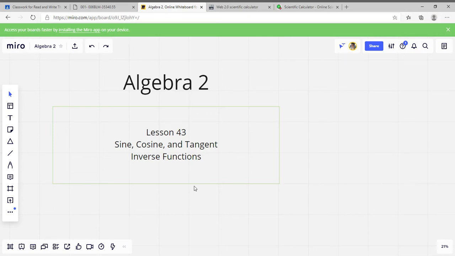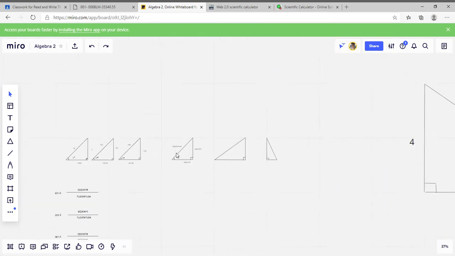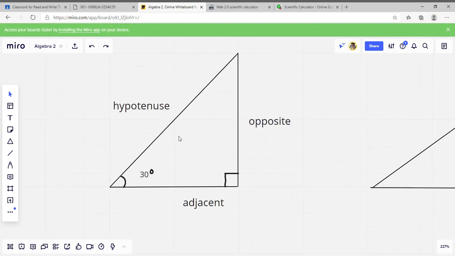Hi everybody, this is Algebra 2, Lesson 43, and this lesson covers trig functions of sine, cosine, and tangent, and we're also going to cover inverse functions. So before we get started on the new concepts, we need to learn some vocabulary.